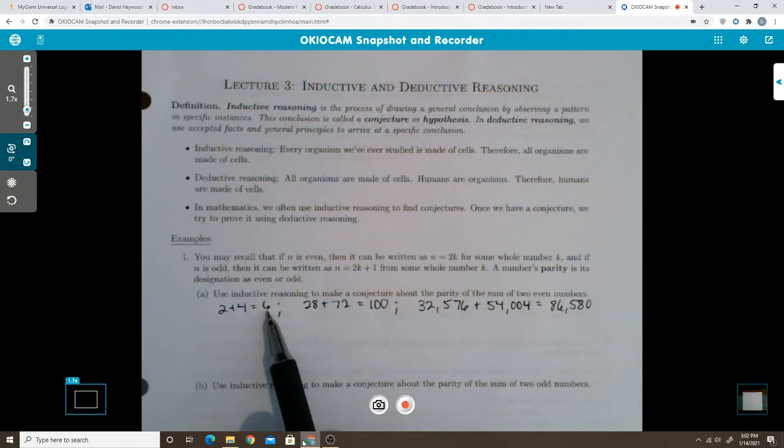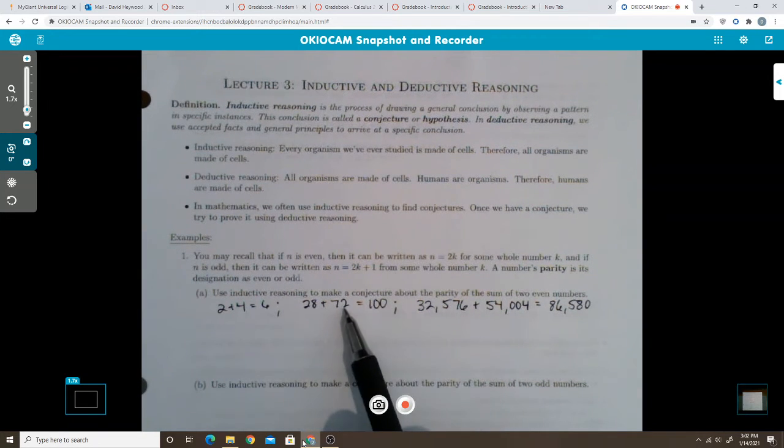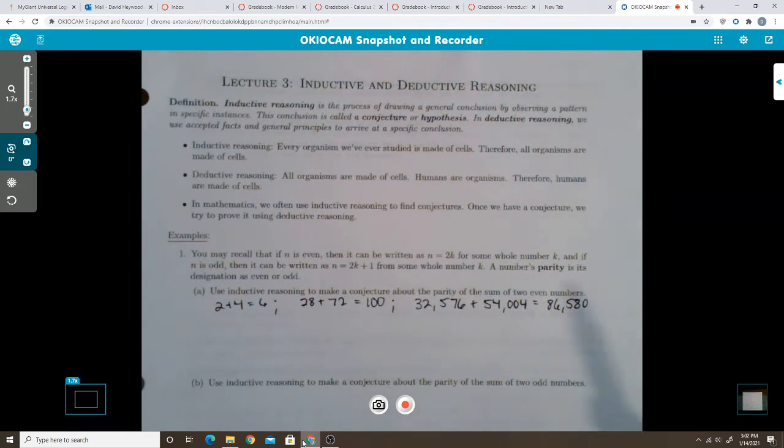We can rewrite 6 as 3 times 2, or 2 times 3, right? So that means 6 is even. When I add 28 plus 72, those are both even numbers, and I get 100, which is also even. I can rewrite it as 2 times 50. And when I add 32,576 plus 54,004, I get 86,580, and that's also an even number.